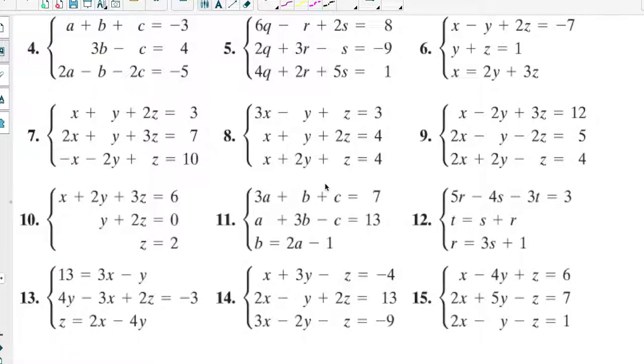Alright guys, this is the last group. There are 3 questions from this section.